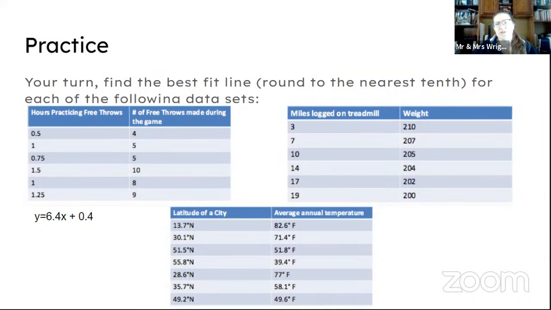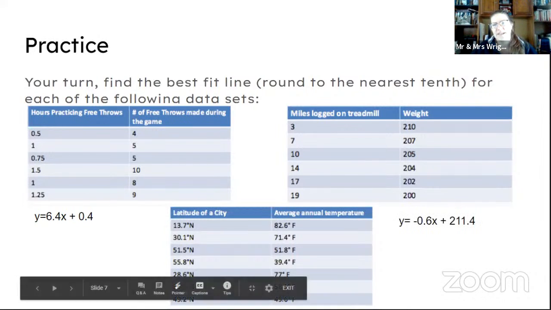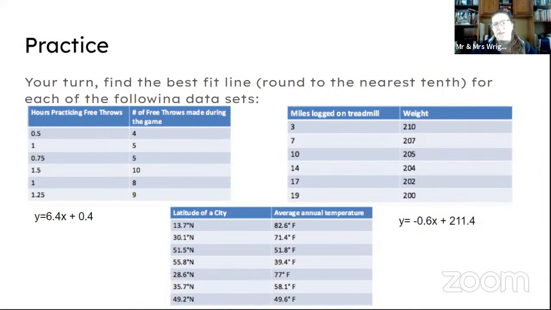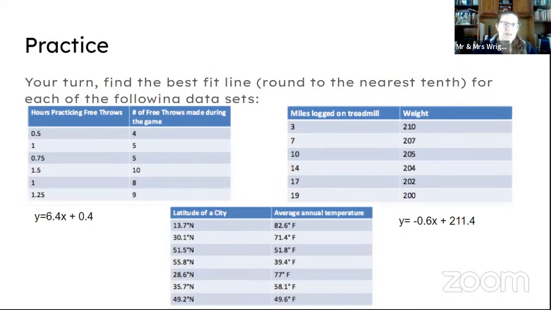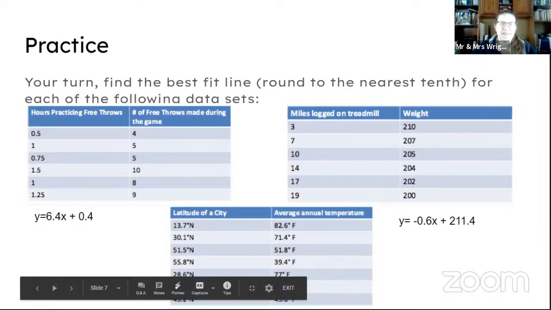So miles logged on the treadmill versus the weight. And you can see that this is a negative number. The more miles they ran, the lower their weight was. So y equals negative 0.6x plus 211.4. That's why there's a negative there, because this is going down as this goes up. Here is the latitude of a city and the average annual temperature.